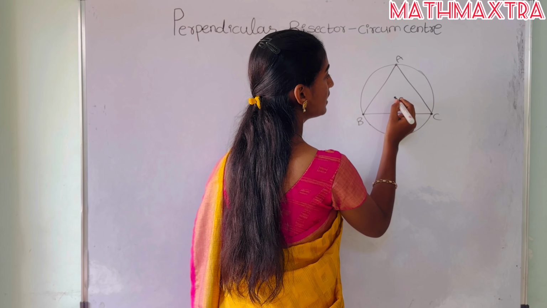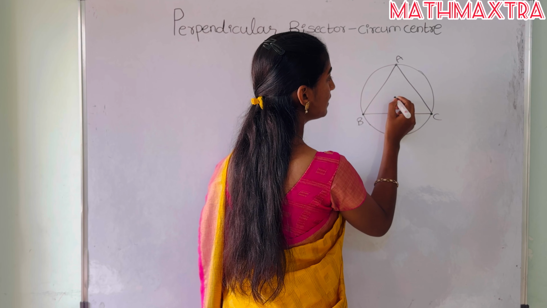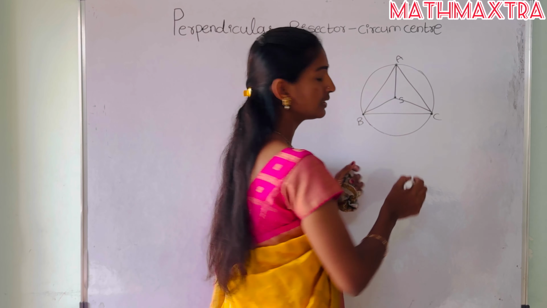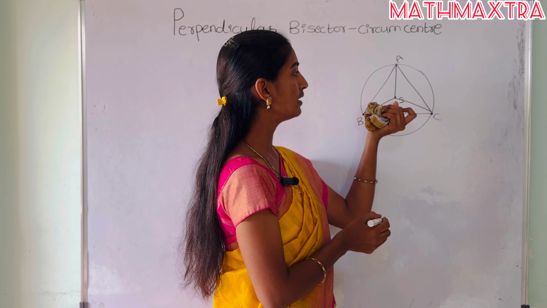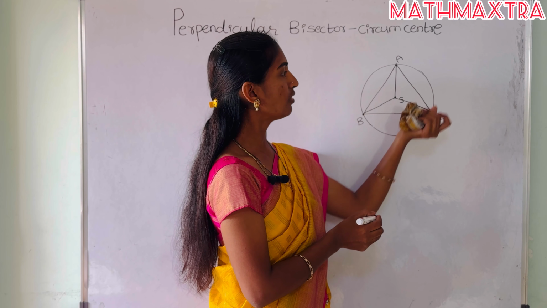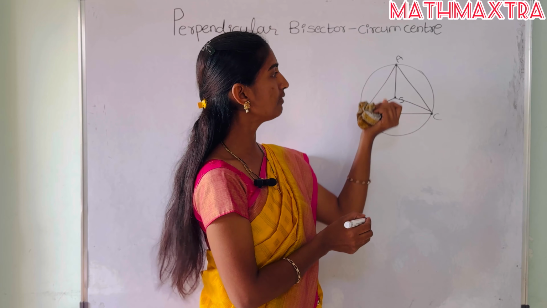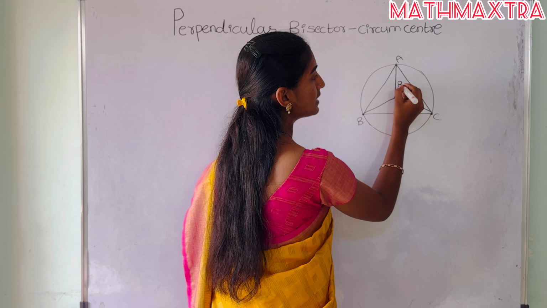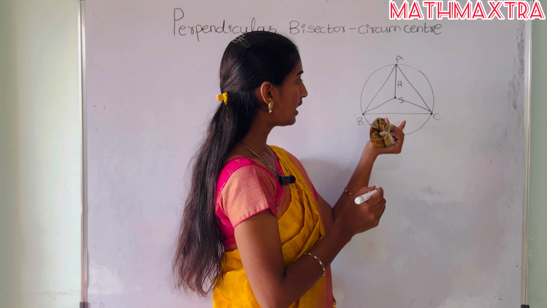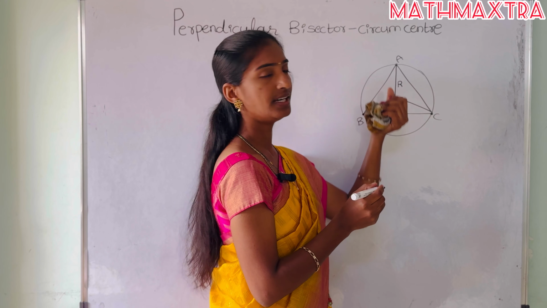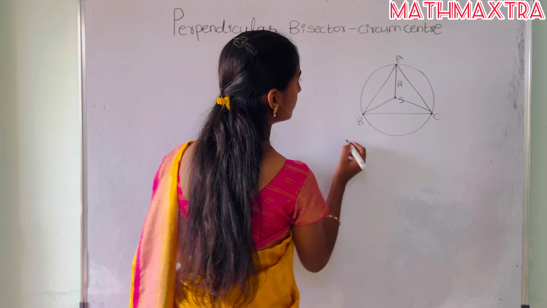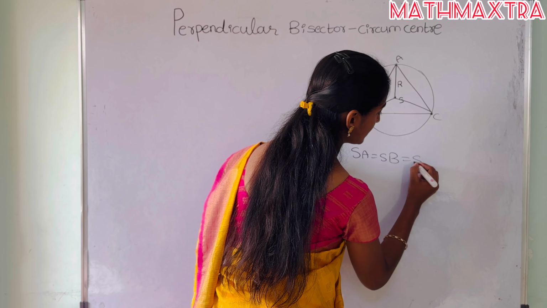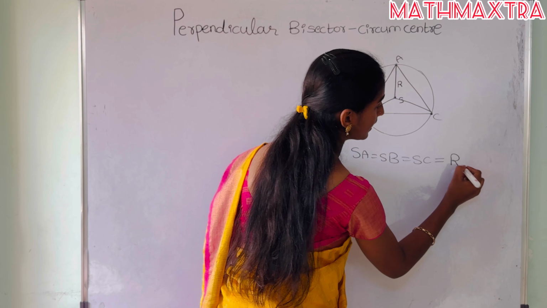This is a center which is equidistant, right? Equidistant from all the three vertices, isn't it? So the circumcenter, the center of this circumcircle, is always equidistant from all the three vertices. That equidistance we call the radius of the circle. As this is a circumcircle, this radius we call the circumradius. Meaning SA is equal to SB is equal to SC, which is always equal to the circumradius.